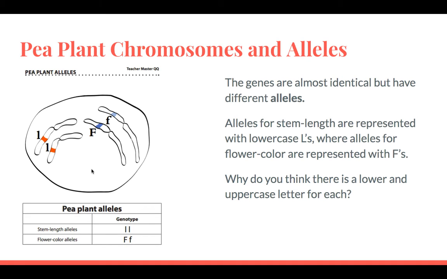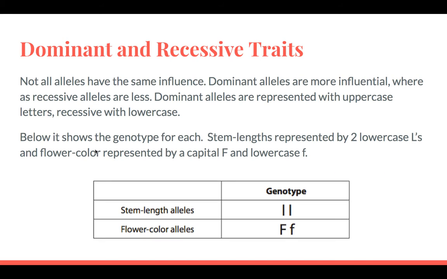If we look at this, the lowercase l's show that these are recessive traits. So lowercase letters are recessive, and our uppercase letters are dominant. So, dominant and recessive traits. Not all alleles have the same influence. Dominant alleles are more influential, whereas recessive are less. Dominant alleles are represented with uppercase letters, and our lowercase ones represent our recessive genes.